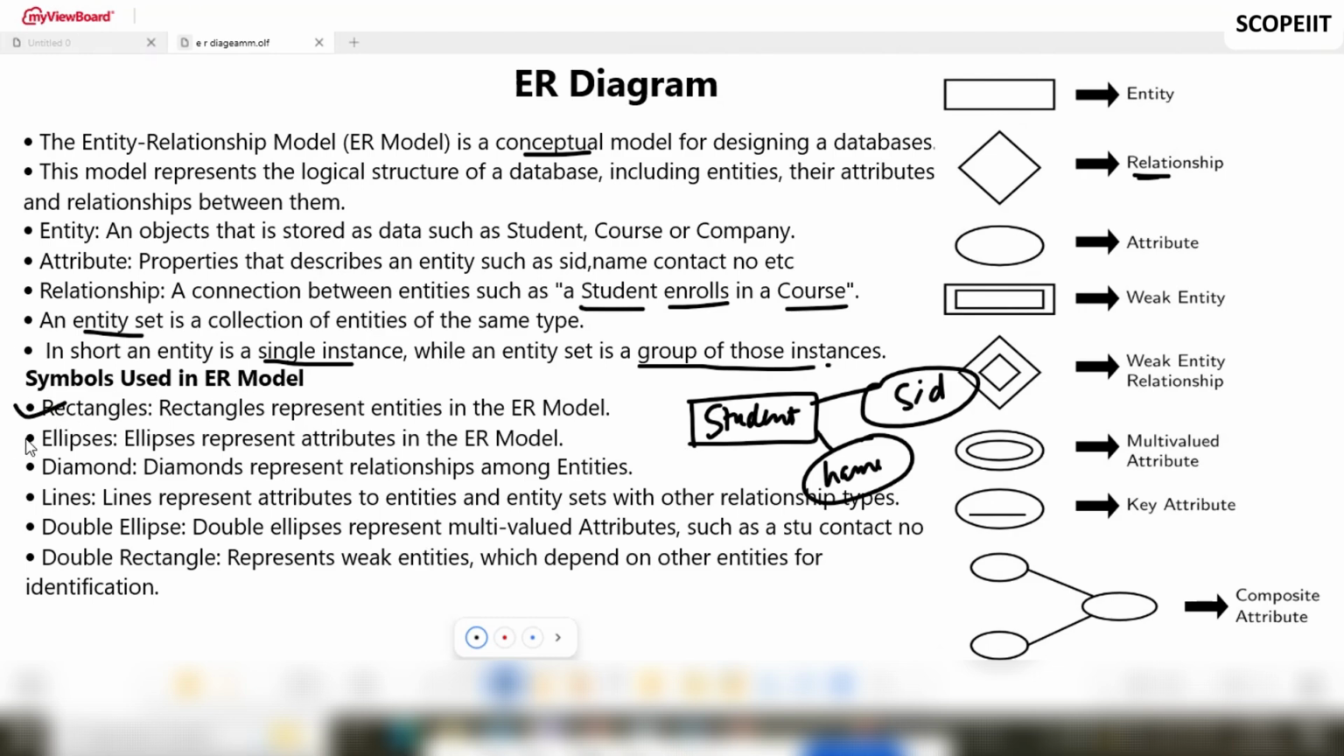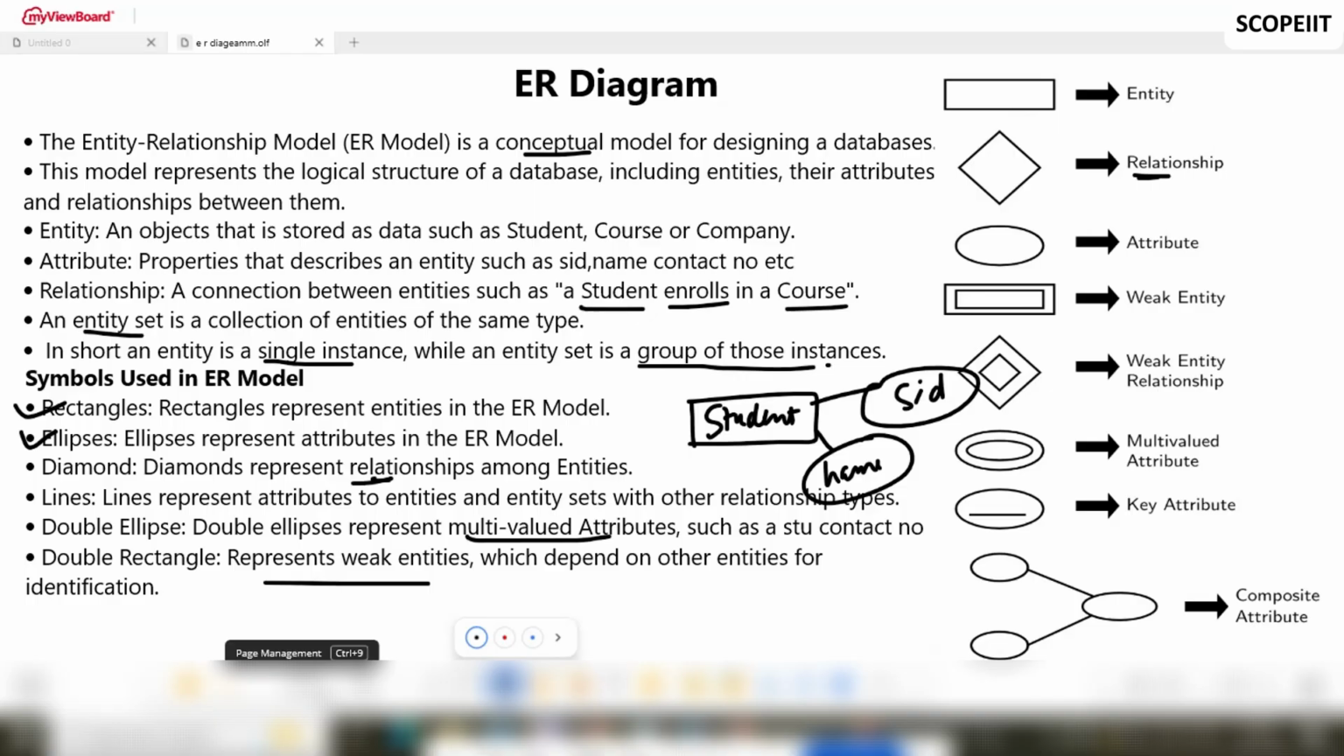Next, what are the symbols used in an ER diagram? One is the rectangle. Second, the ellipse represents the attribute in the ER model. Then the diamond shape represents the relationship. Then lines are used for the flow of data. Then the double ellipse represents a multi-value attribute, as I've shown you, and the double rectangle represents your weak entity. Students, this diagram I have drawn is very important. You should remember it, because many times in previous years GATE and UGC NET exams have asked questions based on this diagram.